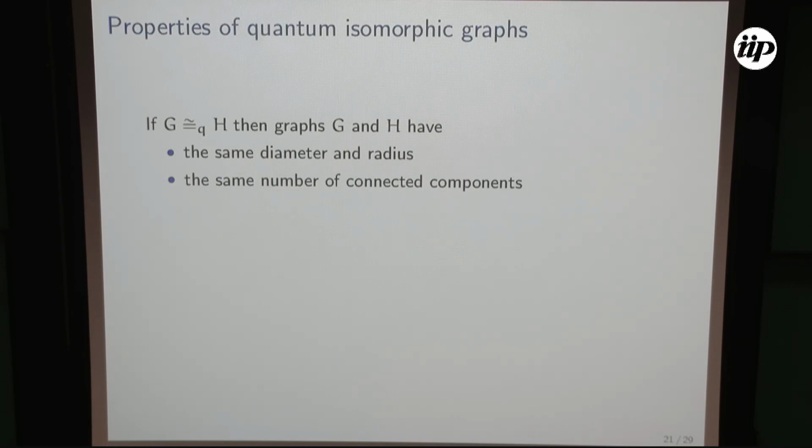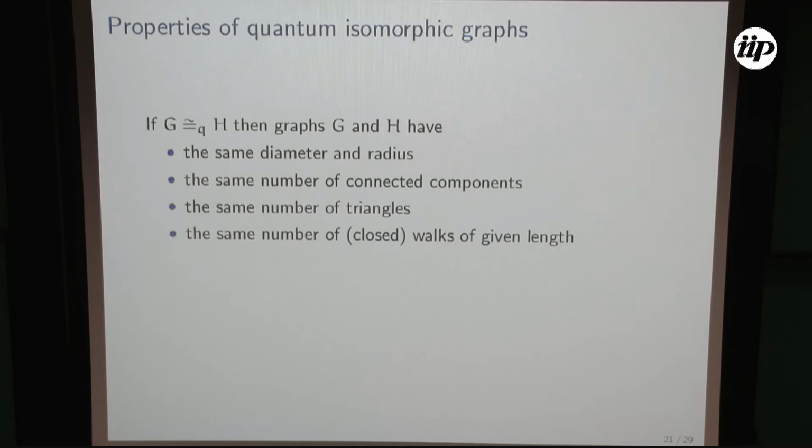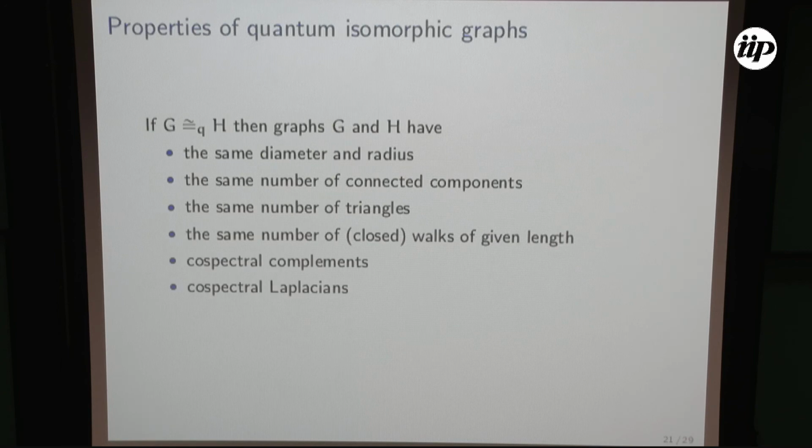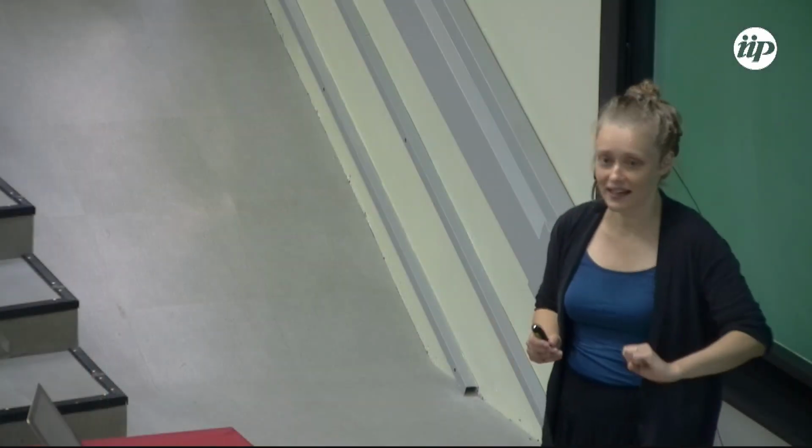So for instance, you need that the two graphs have the same diameter and radius. They need to have the same number of connected components, same number of triangles, and more generally just the same number of walks and closed walks of some fixed length. Next, not only are the graphs themselves cospectral, but their complements are cospectral, and they have cospectral Laplacian matrices. But actually all of these properties follow from the fact that the two graphs have isomorphic covariant algebras. And I'm not going to go into details about that.